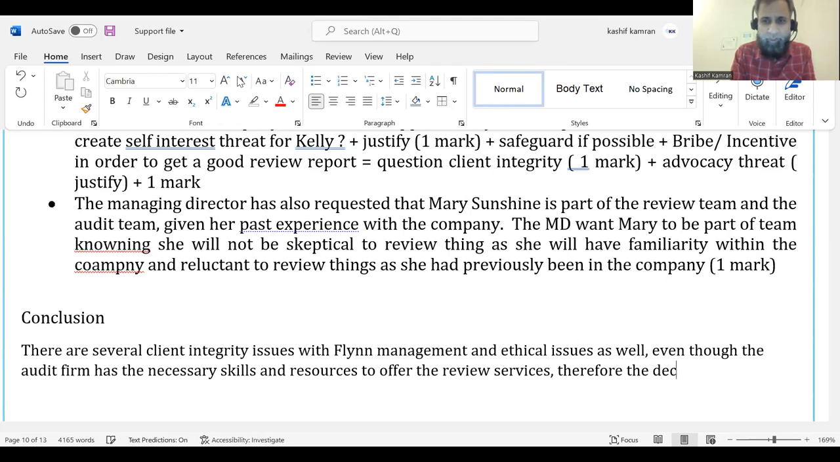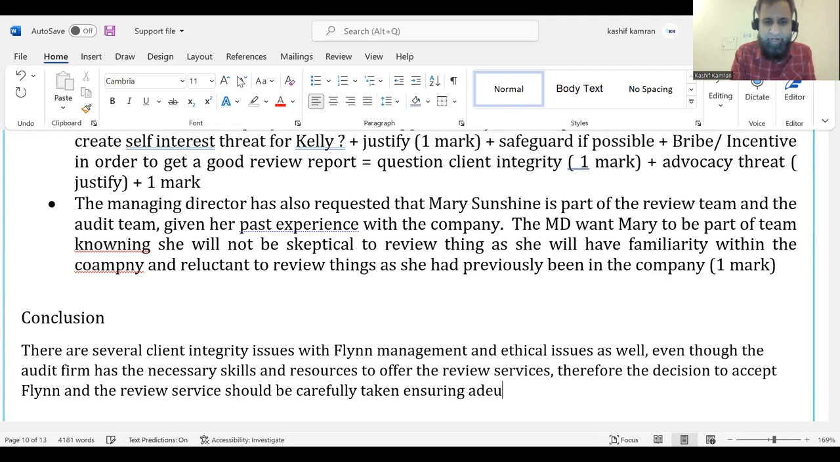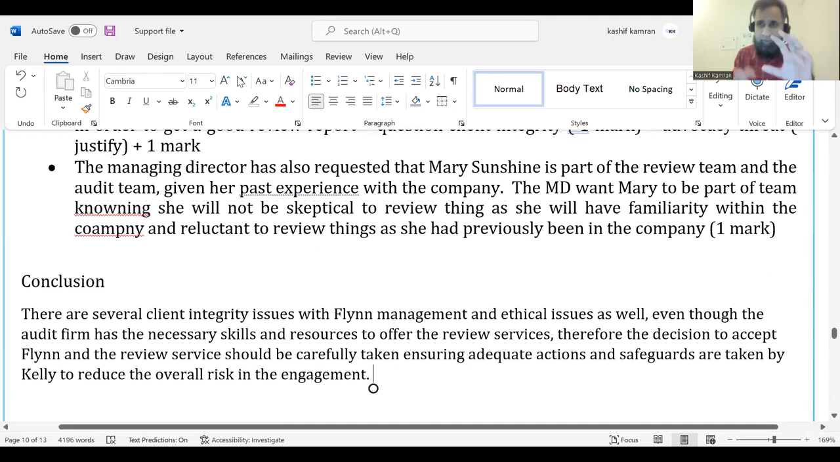Therefore, the decision to accept Flynn and the review service should be carefully taken, ensuring adequate actions and safeguards are taken by Kelly to reduce the overall risk in the engagement. See my conclusion, just a short paragraph.